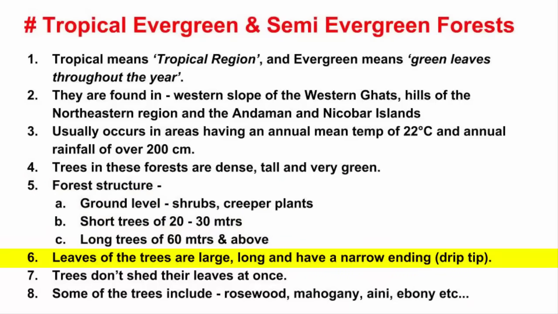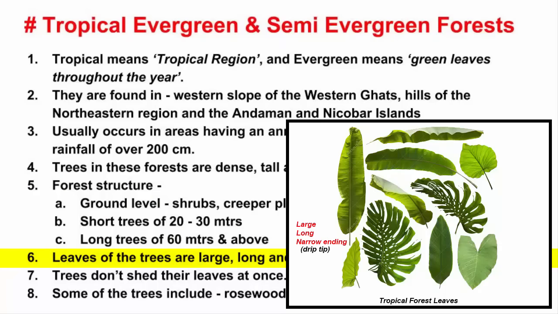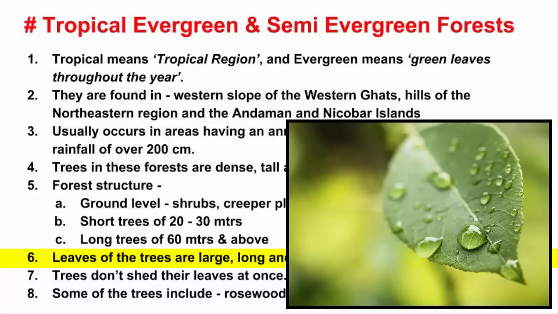Leaves of the tropical trees tend to be large, long, and have a narrow ending at the tip. The reason the leaves of the trees of a tropical forest are shaped like this is because they have adapted to the high rainfall of the tropical region.